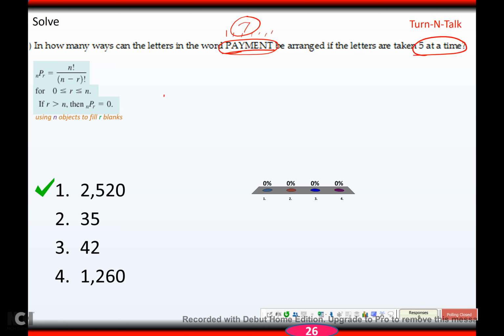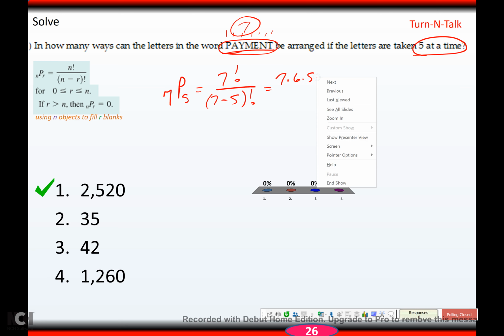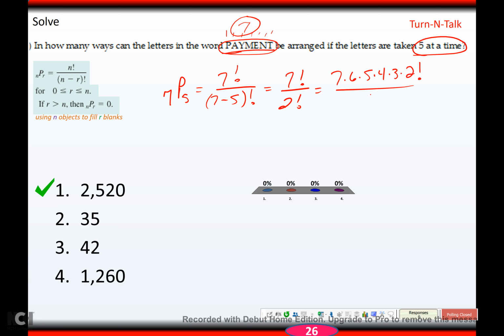So we're finding 7P5, which would be 7 factorial over 7 minus 5 factorial, which is 7 factorial over 2 factorial, which is 7 times 6 times 5 times 4 times 3 times 2 factorial over 2 factorial. Those cancel, multiply those out, or type it in the calculator, and you get 2,520.